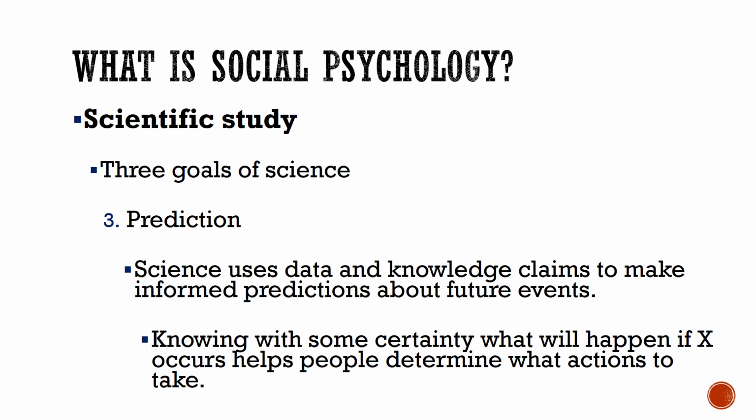And the third goal of science is prediction. Science uses data and knowledge claims to make informed predictions about future events. This is valuable because knowing with some certainty what will happen if X occurs helps people determine what actions to take. For example, if I know that a set of particular characteristics can make persuasive messages more effective, I can use that knowledge to create more successful persuasive messages.